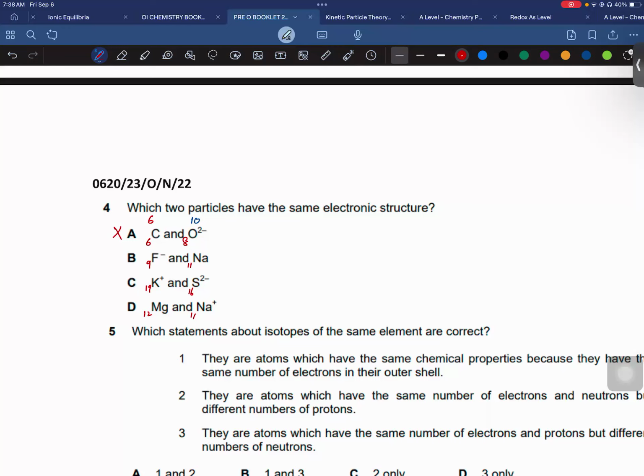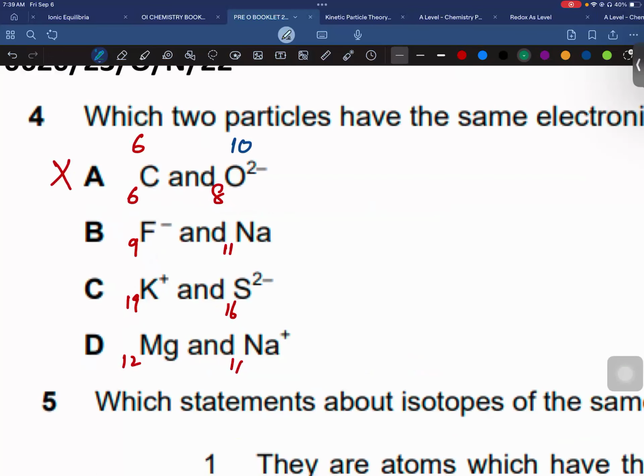Next one, which is B, F minus: 9 will be, so it will be 9, and then the other one will be 8. Then Na will be 11, and the other one will be 11. So that's not right. I mean, 10, and then that will be 11. That's not right. And then it will be K plus, which is 18, and S2 minus, which is 18. So C is the correct answer.